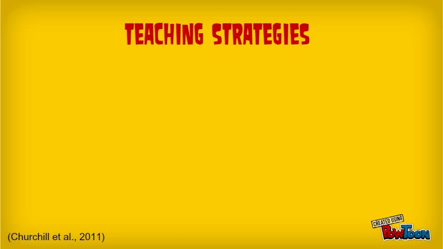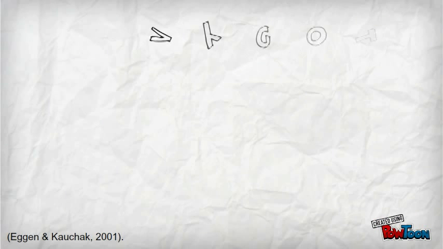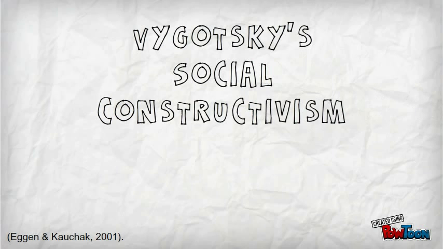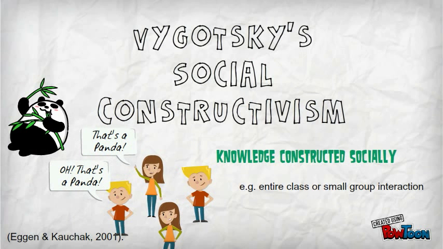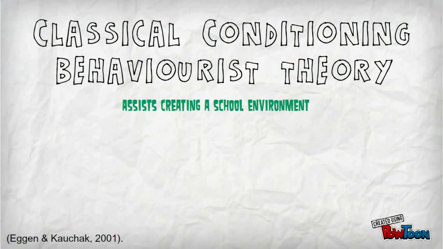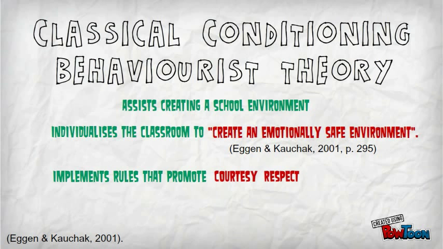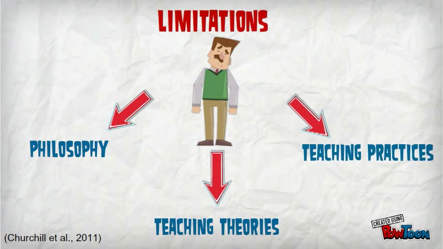By selecting teaching strategies that align with your understanding of how a student learns, you may utilize different learning theories to achieve effective teaching practices. For example, Vygotsky's social constructivism, which uses knowledge constructed socially through entire class or small group interactions, encouraging rapport between classmates, or the use of classical conditioning behaviorist theory, which can assist in creating a school environment that individualizes the classroom to create an emotionally safe environment and implements rules that promote courtesy and respect amongst students. Limitations occur when your philosophy, teaching theories, and teaching practices cannot be reconciled with curriculum decisions that have been made at a school administrative level.